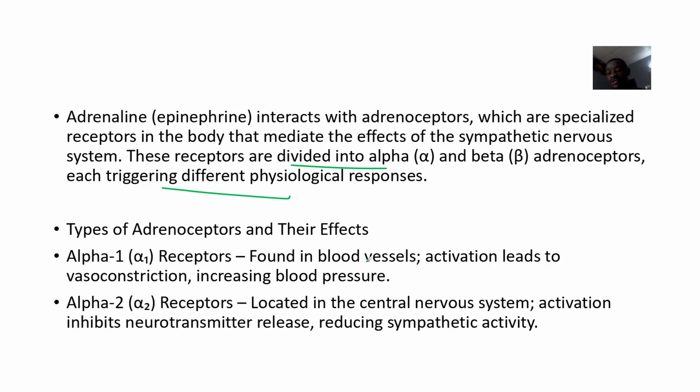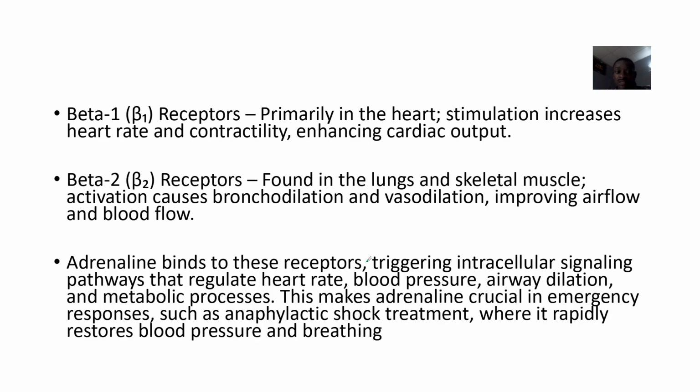They are found in the blood vessels. Activation leads to vasoconstriction. Alpha 2, then, in the central nervous system. Activation inhibits neurotransmission release. Then beta 1, they are primarily in the heart. Stimulation increases heart rate, contractility, and enhanced cardiac output.